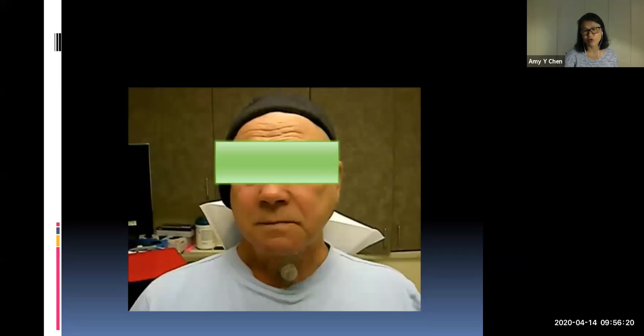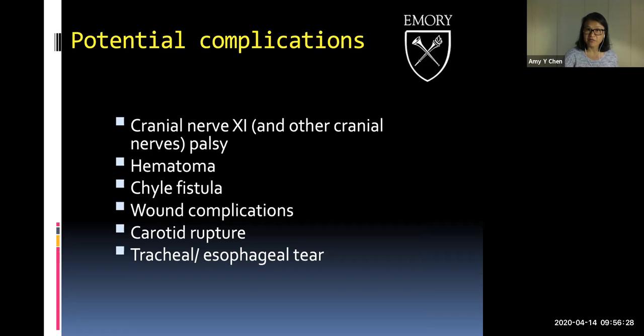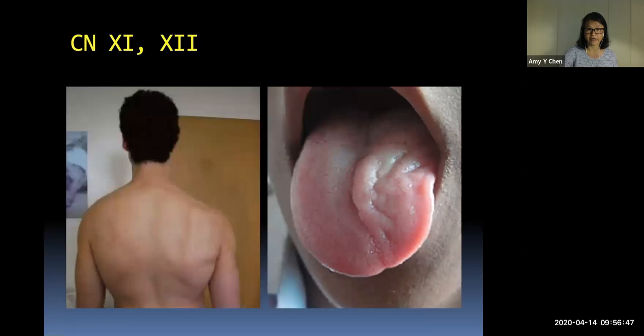So you can have a really good result with a total laryngectomy and a primary or secondary TEP, as this patient demonstrates. There are complications with doing this type of advanced surgery. Obviously, there are cranial nerve palsies, you can get a hematoma, a chyle leak. Wound complications, carotid rupture, luckily is not very common, and you can actually have tracheoesophageal tears that were unidentified or unrecognized during the intraoperative period.